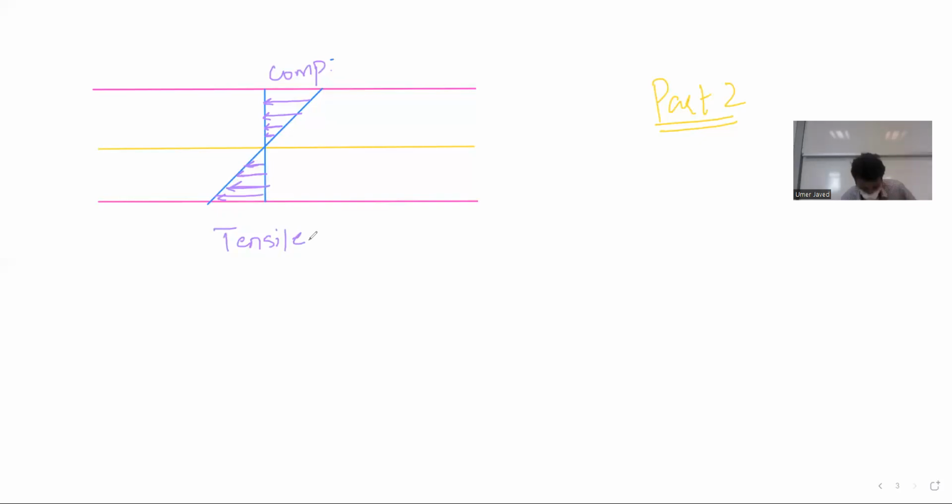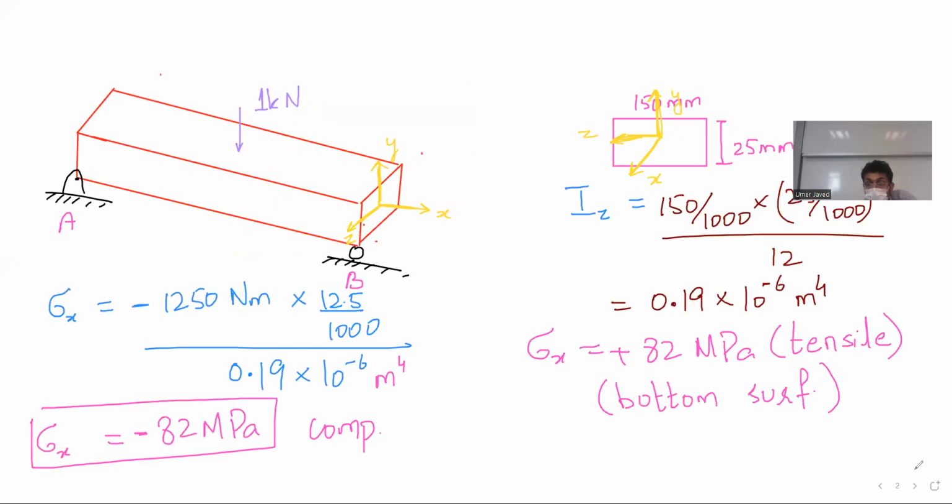So far, so good. Okay, let's now make the distances. What was the distance? 12.5 and 12.5.